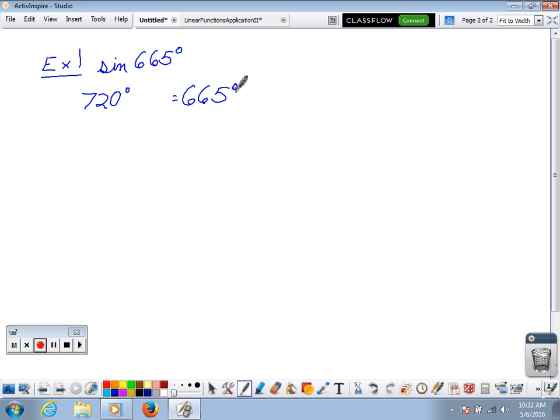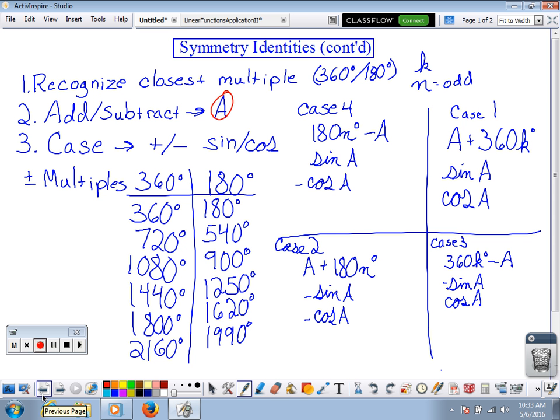Am I adding or subtracting to get to that 665? I'm subtracting. Okay, what am I subtracting to get to that 665? Katie? 55 degrees. Okay, so I'm doing a multiple of 360 minus that first quadrant angle. That's case 3. And in case 3, sine is negative, cosine's positive.